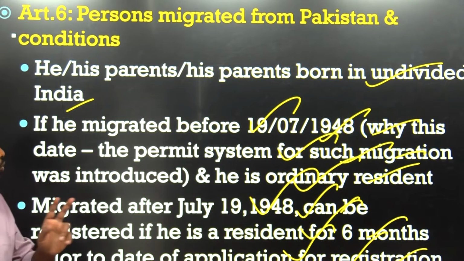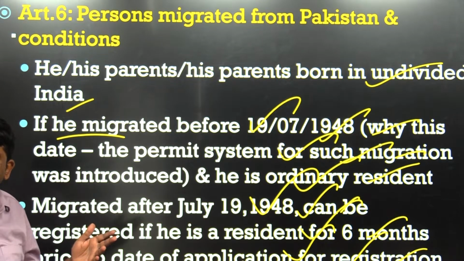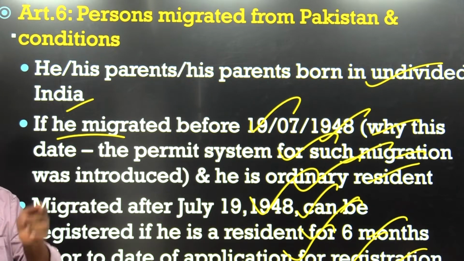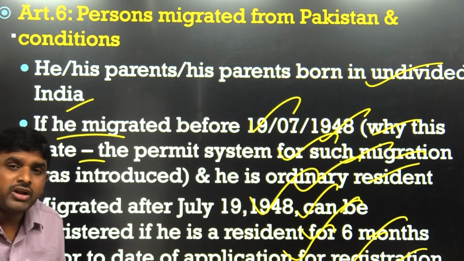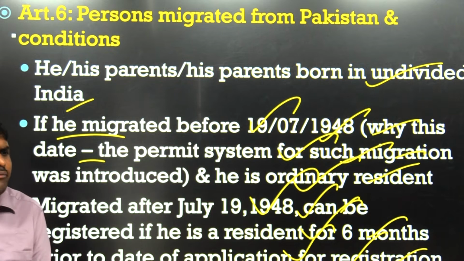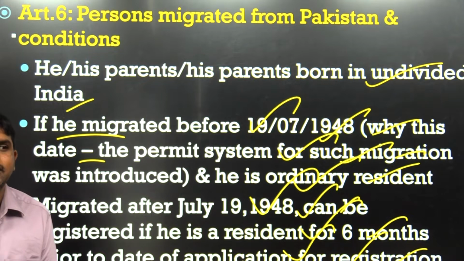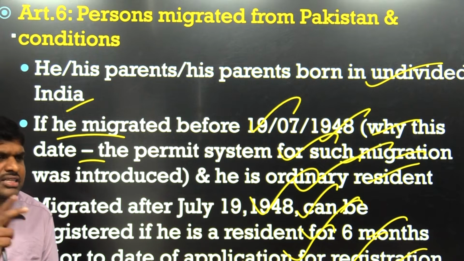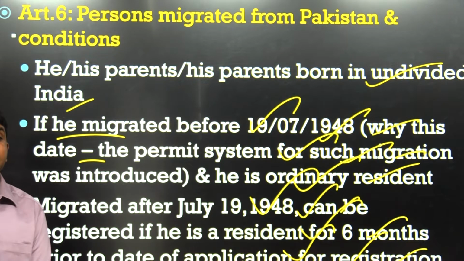First condition. Number 2, if he migrated before the registration date, 19th July 1948, before that only I came to India, why this? He is an ordinary resident, meaning before 19th July 1948 I came to India, so I am very much sure that I want to be in India. In the first one, I am applying, showing that my parents are from undivided India. In the second, no need to show any application. Only one thing I have to show, I am in India before 19 July 1948. It means I didn't plan and come to India.